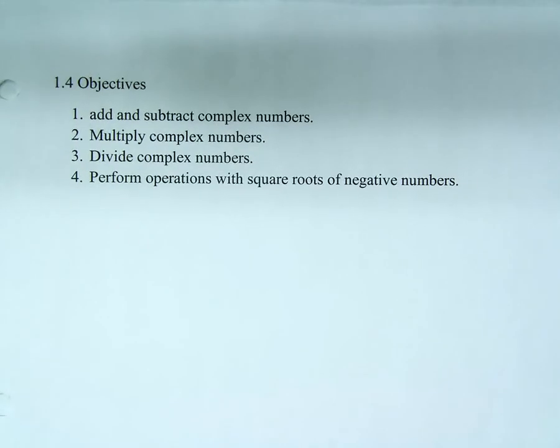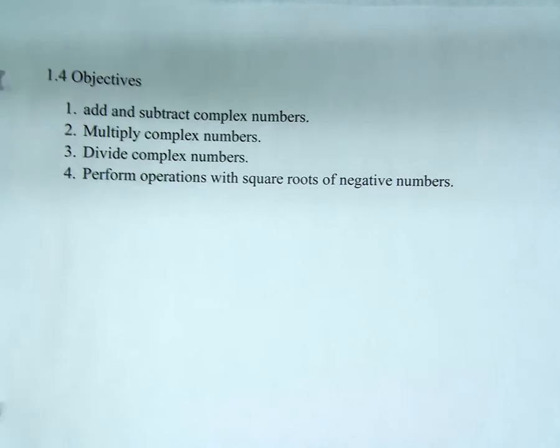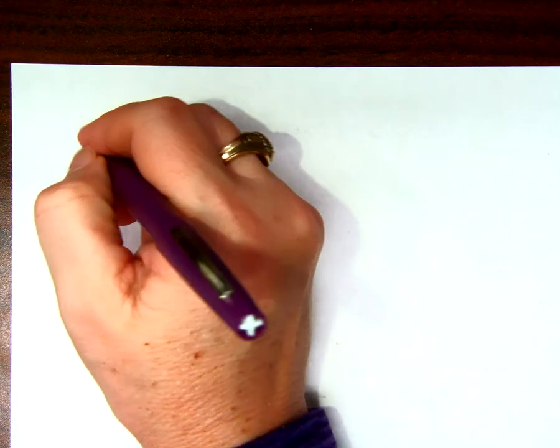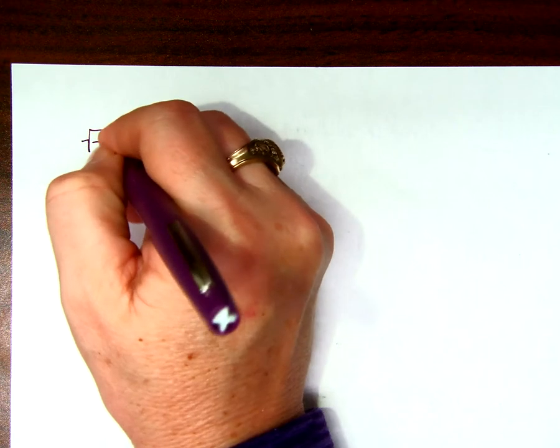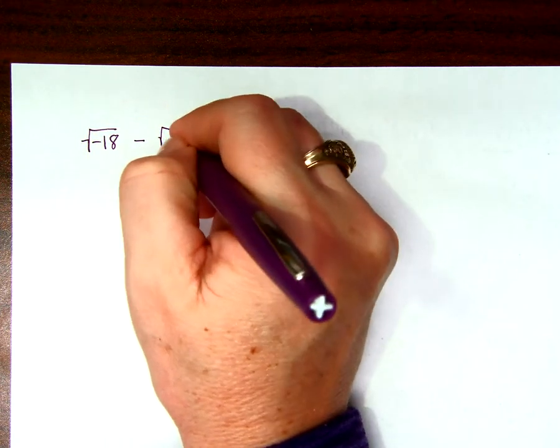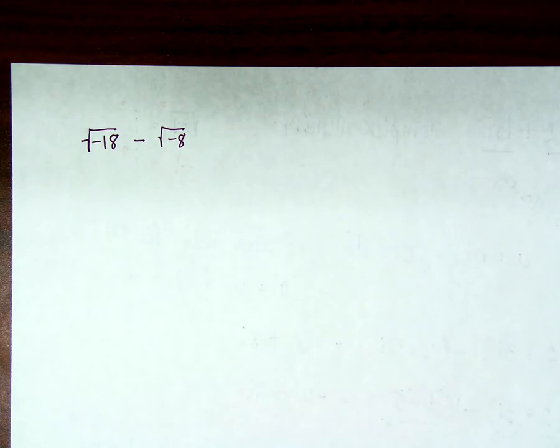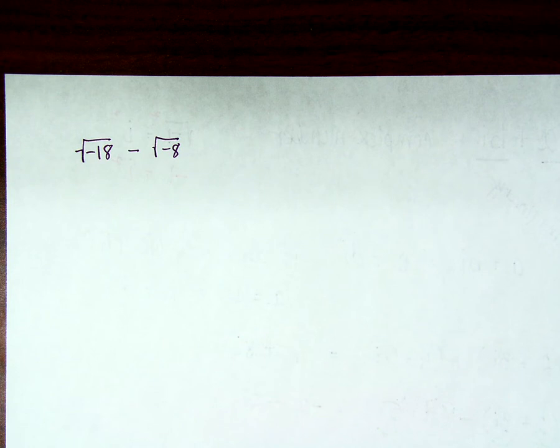The last part of our objectives today talks about performing operations with square roots of negative numbers. Okay? So let me give you an example of what I'm talking about. An example would be if I have the square root of negative 18 minus the square root of negative 8. Well, the thing about this is I can't do anything with those because they're not the same root. Okay? So I'm going to try to simplify these as much as possible, and then maybe I might be able to do something with them.